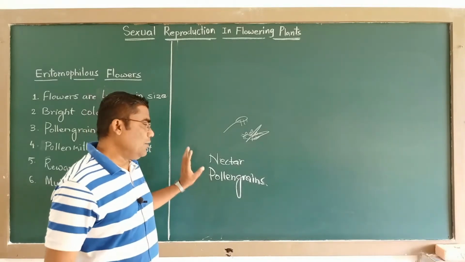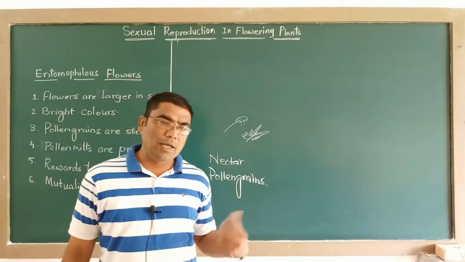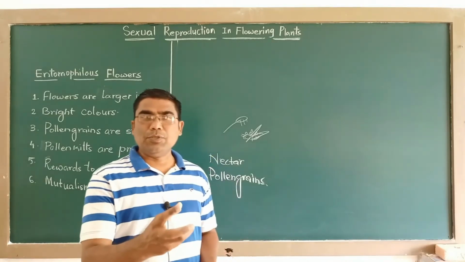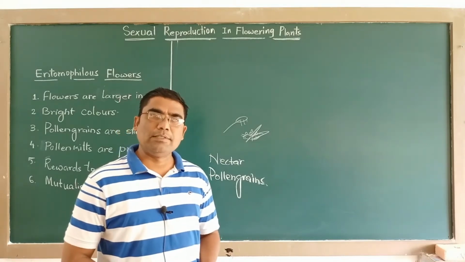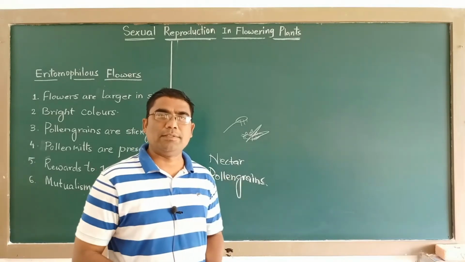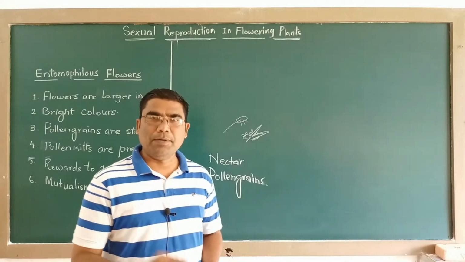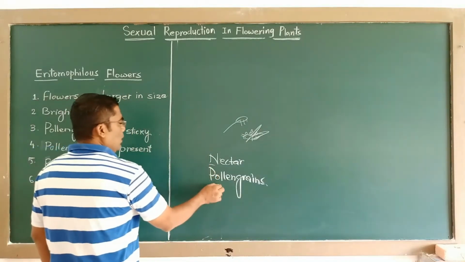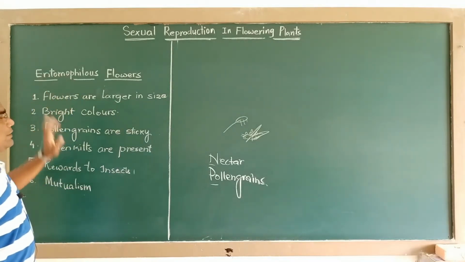In this way, in many flowers, we observe that pollen grains act as a reward to insects, because many insects consume pollen grains as food material. To consume such pollen grains, many insects visit the flowers, and in this process they perform cross-pollination, particularly entomophily. So nectar and pollen grains are very good rewards given by entomophilous flowers.